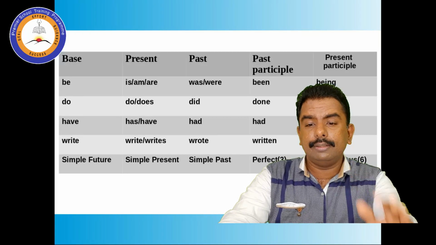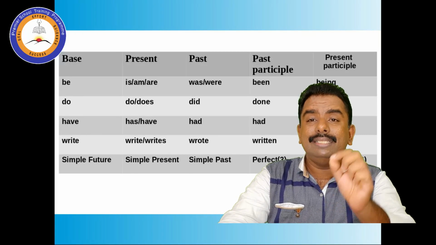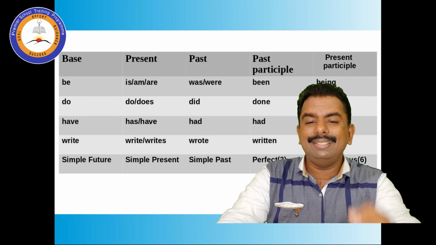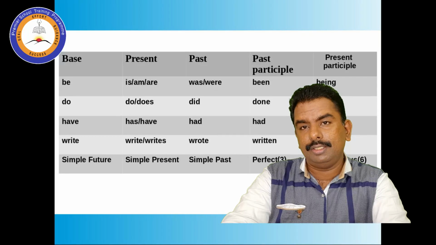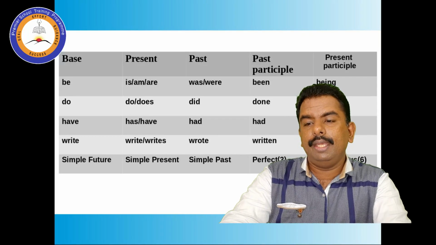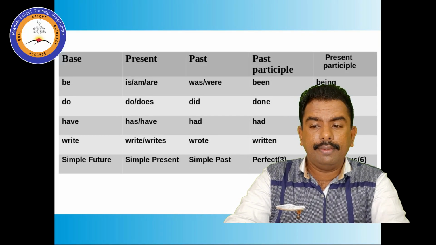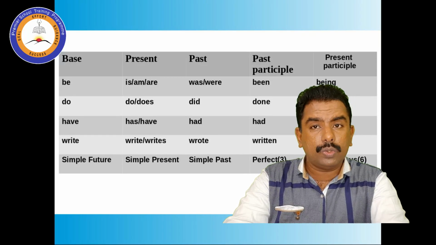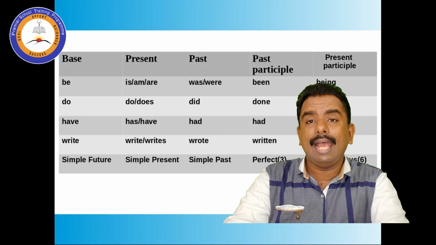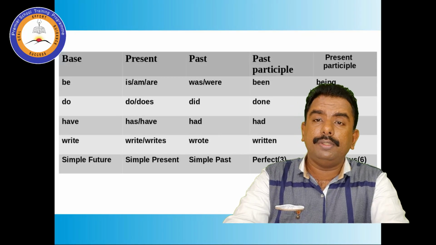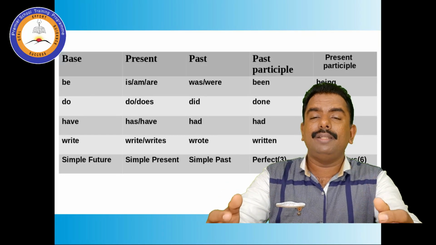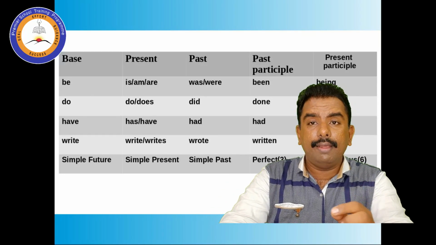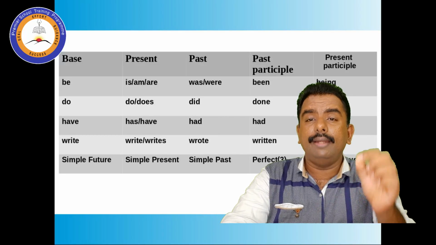So do is the next verb. Do or does is the present form. Did is the past form. Done is the past participle form, and doing is the present participle form of the verb. Next verb is have. Present form is has or have. Past form is had, and past participle is had. And present participle is having.